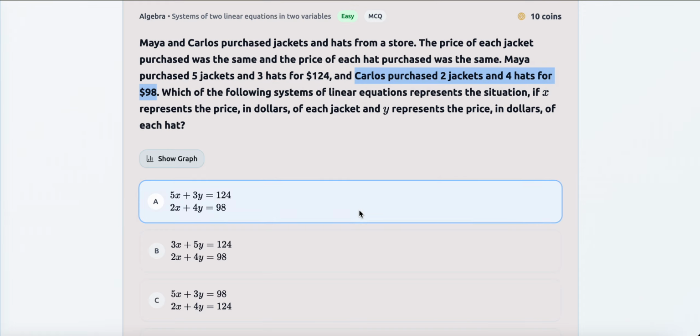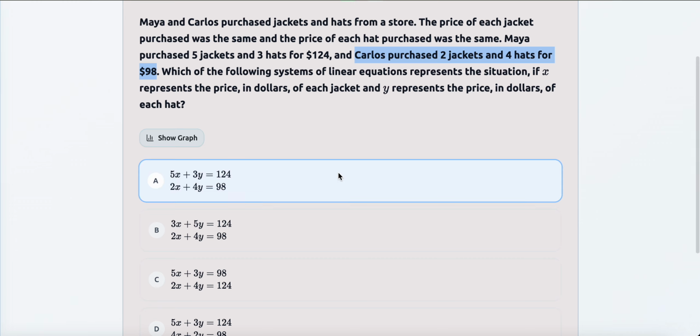So let's see if we can find that system. It looks like that's going to be A. So in this case, they're not actually asking us to solve the system, just write the system of equations. So we don't have to graph it or anything like that. This would just be our answer.